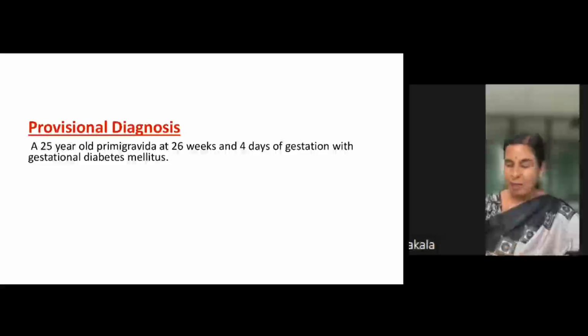So that you have target glucose levels in MNT. You maintain it with a fasting level of 95 milligram, a 2-hour ppbs of 140, and 1 hour ppbs of 140 milligram per percent. So this is the target blood sugar which you have to maintain.